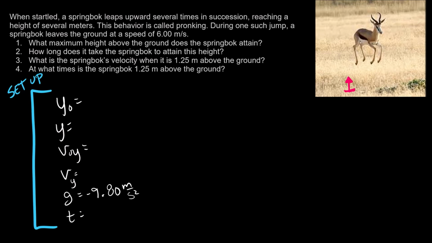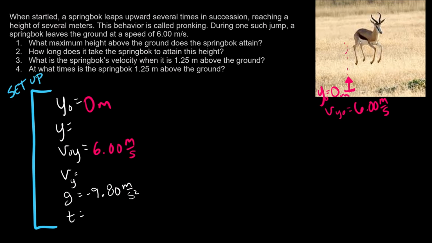Okay, so let's say here is our reference frame. We're in the y direction, right? So y naught equals 0 meters here. He started on the ground and he left the ground with an initial velocity in the y direction of 6.00 meters per second. Okay, so we can fill in that information into our setup over here with our variable inventory. V naught y, 6.00 meters per second.